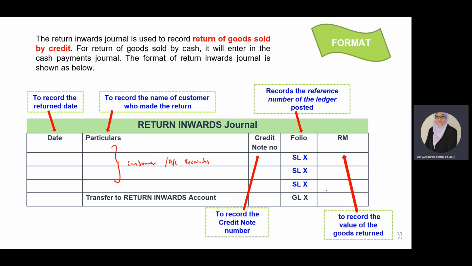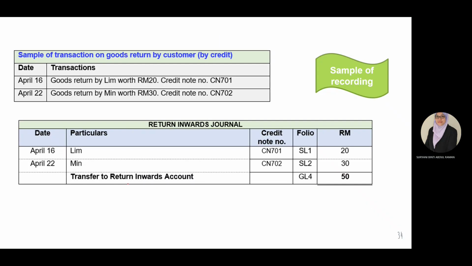At the end, again, the same process happens. You will total up, and this amount is called return inwards. And this return inwards is another new account under the general ledger, so you have to give a new reference number to this general ledger as follows. So these are the transactions. For example, goods returned by customers. Who are our customers? We have Lim and we have Min here. Lim and Min are our customers. Now they return goods to us.